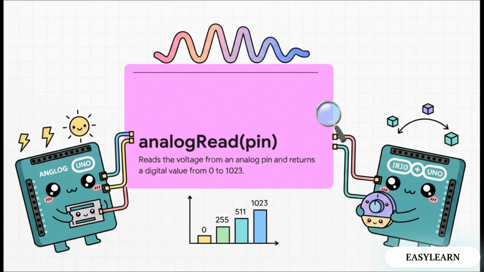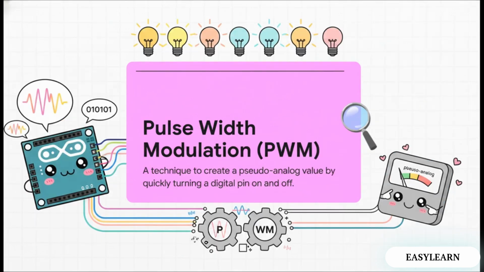It's super sensitive. And that's how it can read something like the exact position of a control knob or measure the brightness in a room. Okay, but here's where it gets really cool. How does an Arduino speak in analog? The truth is, it can't. Not really. It can't actually output a variable voltage. So what does it do?